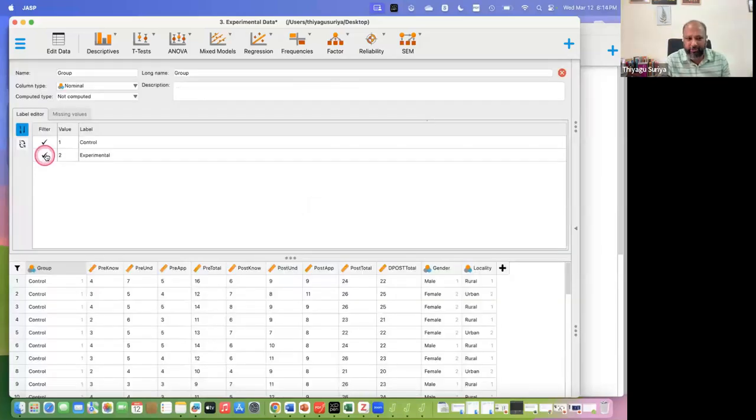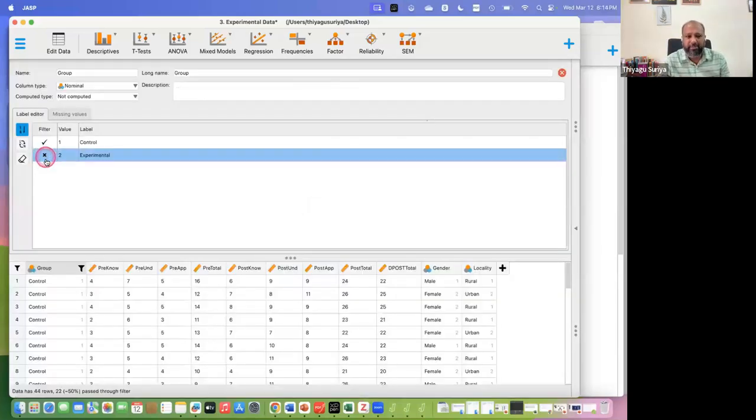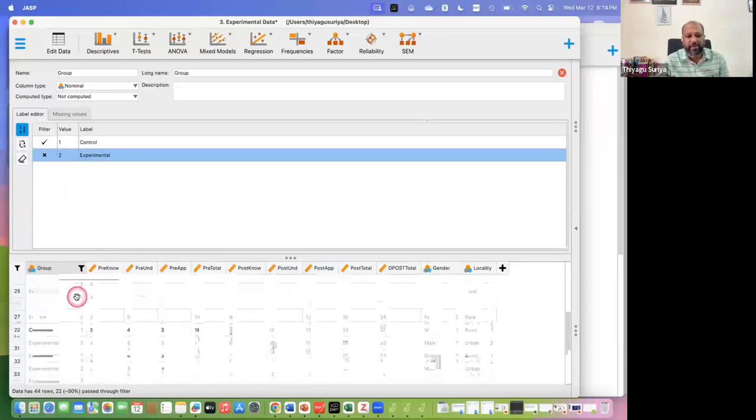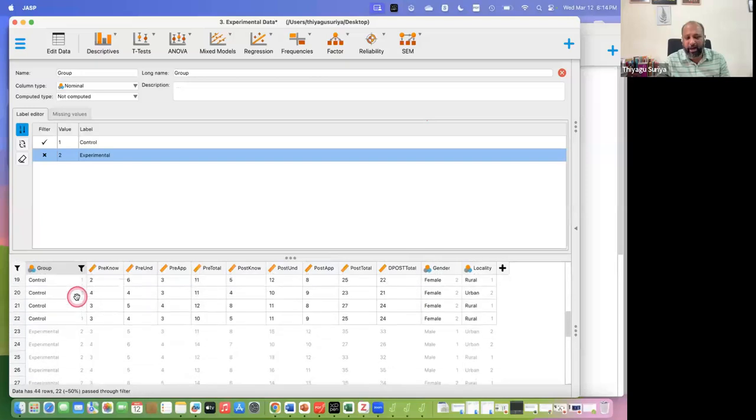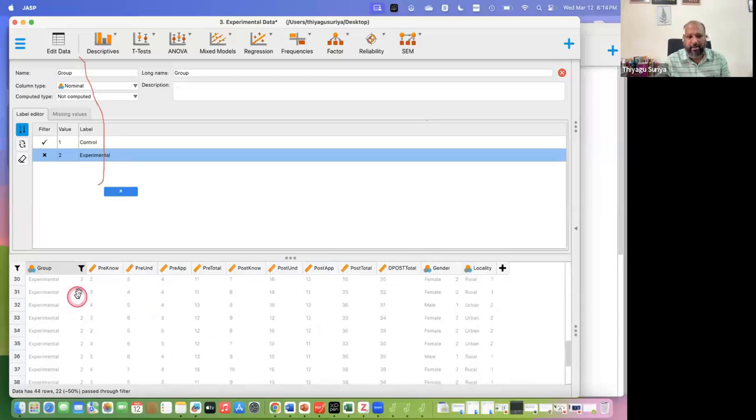I need only the control group. Therefore, remove it, so you take only one. The filter is taking only the control group. Experimental groups are blurred now. Are you able to see this?